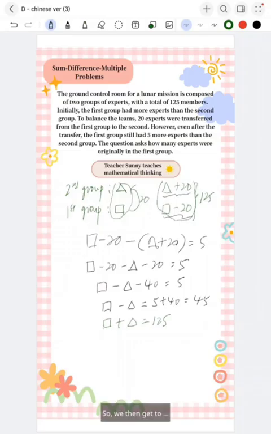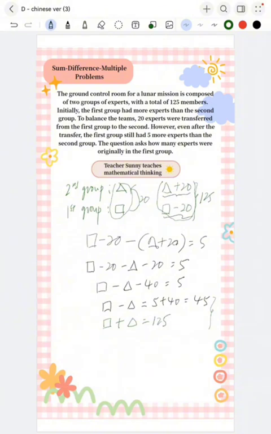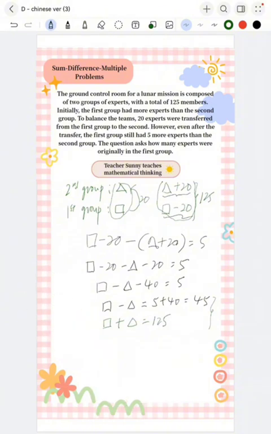So we then get one cross and one horizontal. With both the cross and the horizontal, it's easy for us to solve. We just take this cross and this horizontal, add them together, or subtract them, and we can solve this problem. So, let's work it out together.